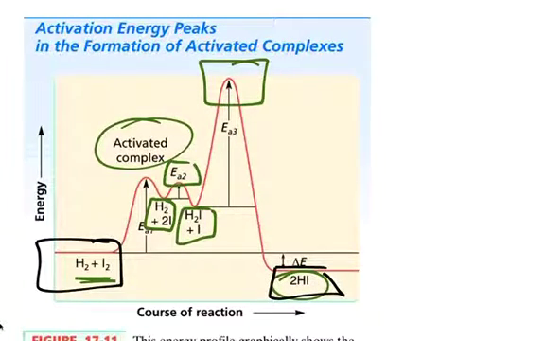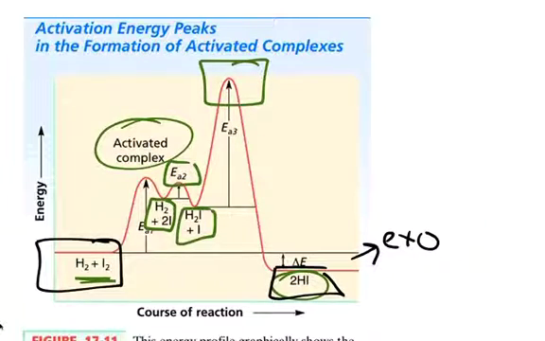Now notice overall, we have hydrogen and iodine over here. We have hydrogen iodide. Overall, the potential energy goes down, so this would be an exothermic reaction. But notice, this also requires a tremendous amount of activation energy for it to occur. So there's multiple stages of activation energy. And hopefully this makes sense.